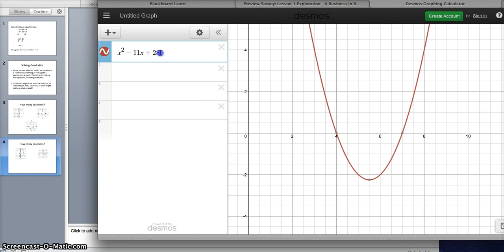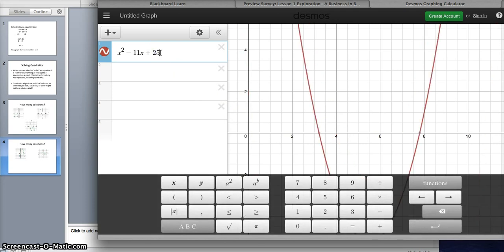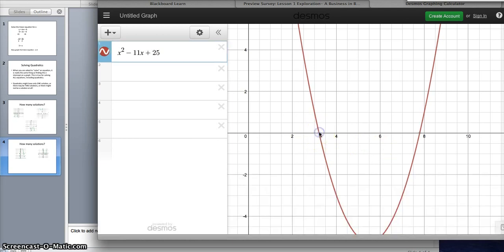Other cases, we might have it so it's crossing at a decimal value. So what if I just change that c value to 25 instead? If we were to graph this by hand, we wouldn't come up with these nice numbers here. And you can look, we're intersecting the x-axis at 3.2 and 7.79, right? That's something we would not be able to figure out by hand, so technology can be a really good alternative, right?